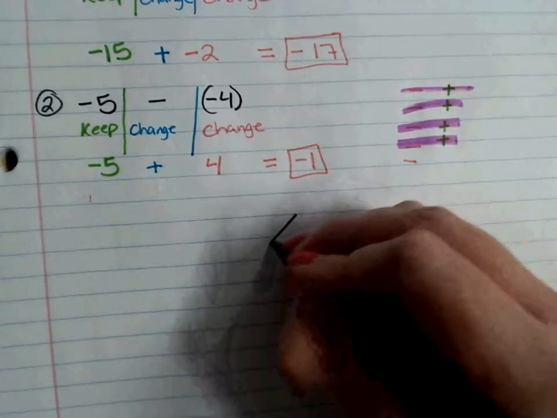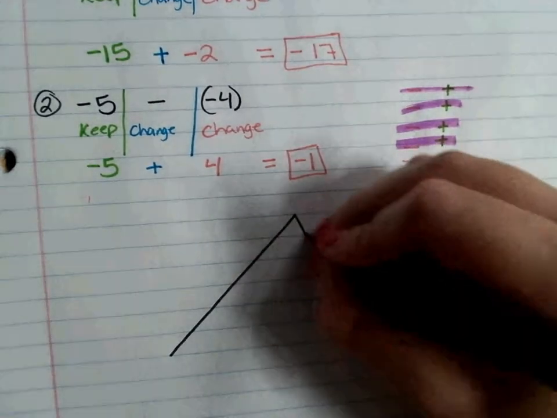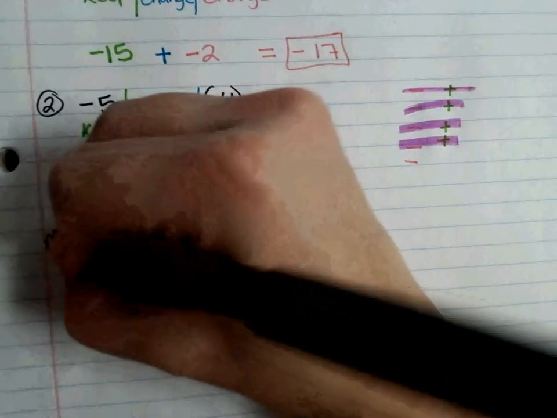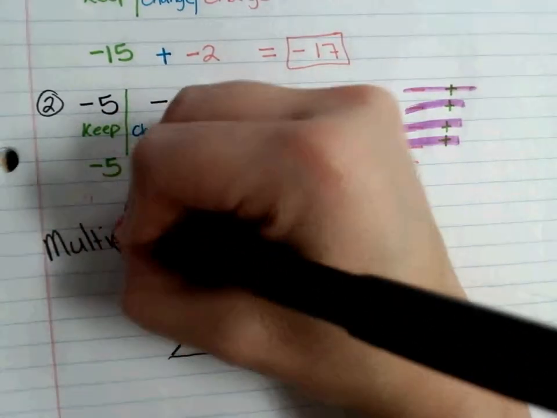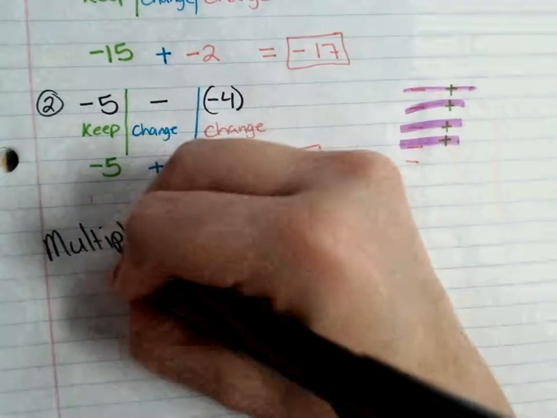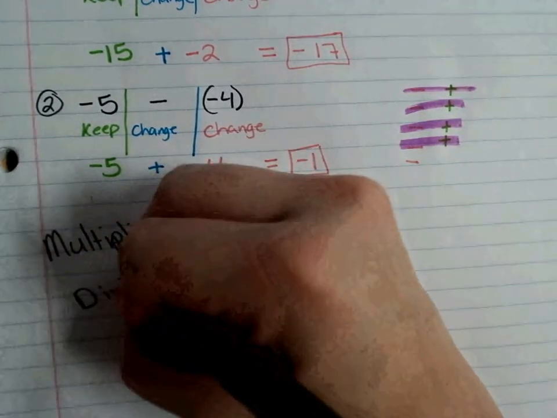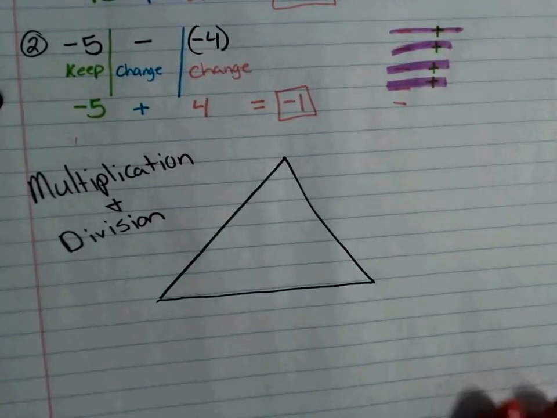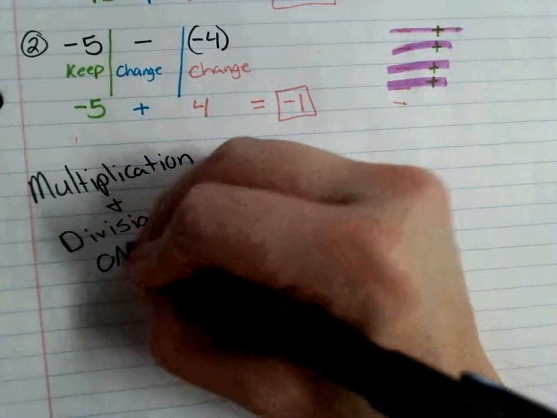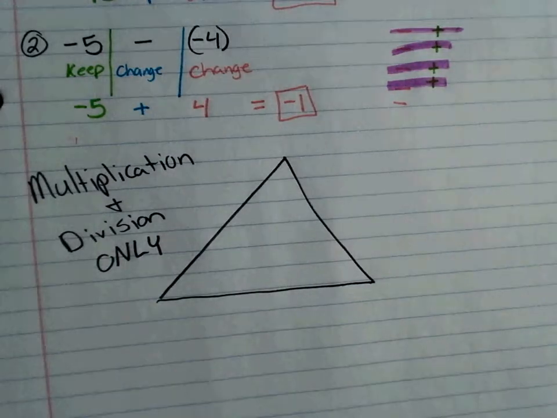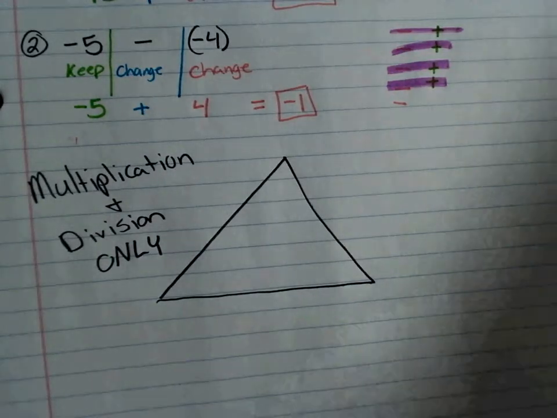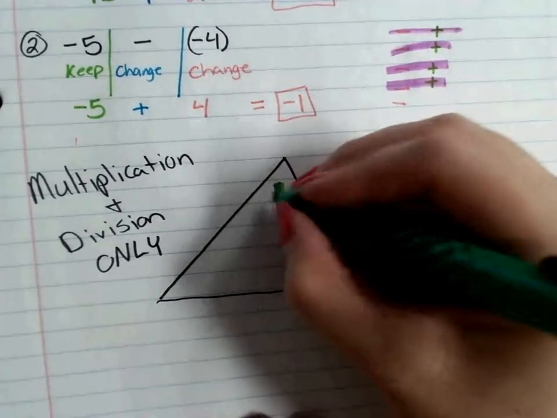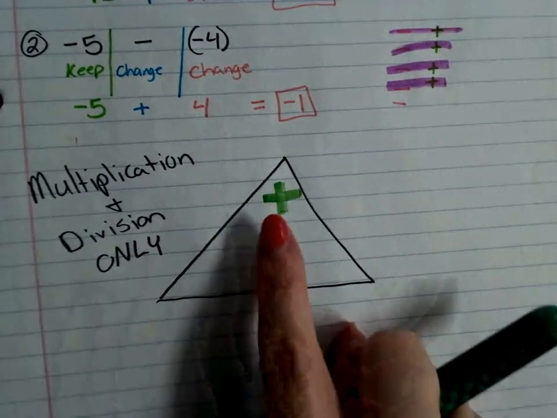Let's go on to multiplication and division. For multiplication and division, draw a triangle. With multiplication and division only, can you use the triangle? Do not use this triangle for any other problems, but no matter how many times I say that, people are still going to do it anyway.